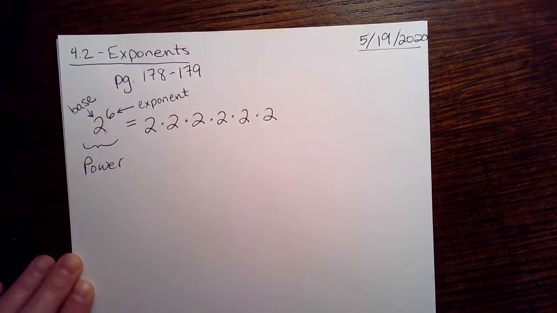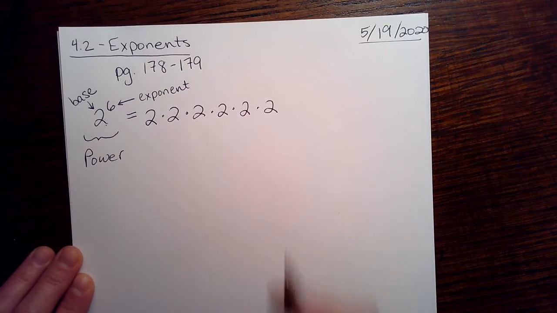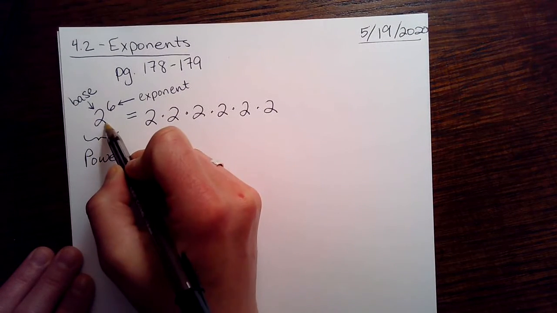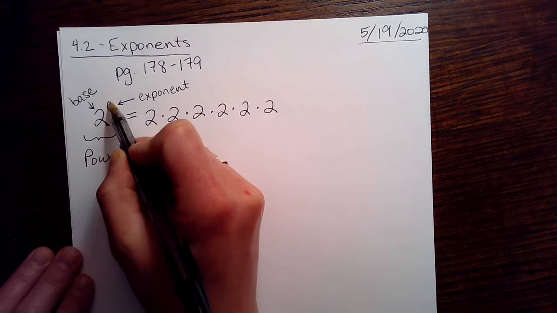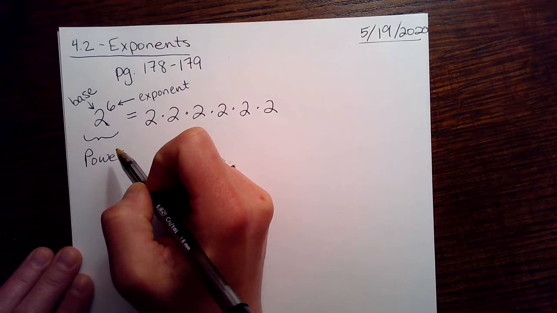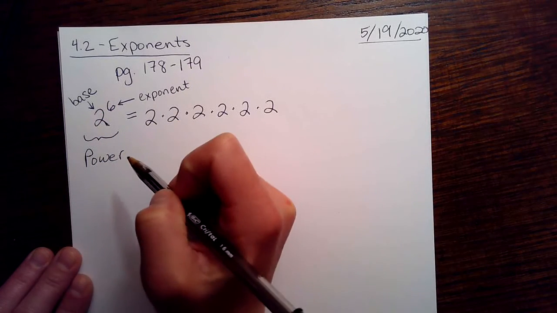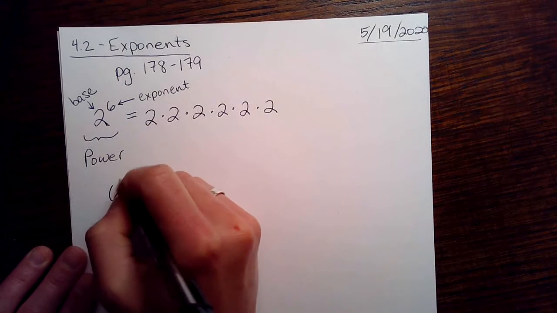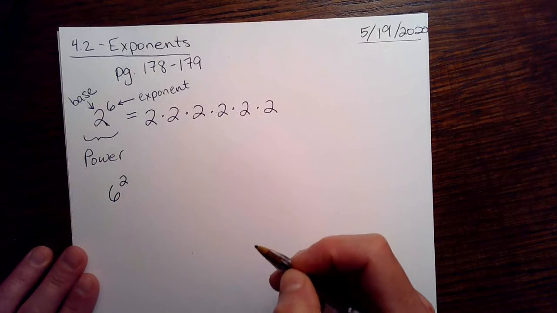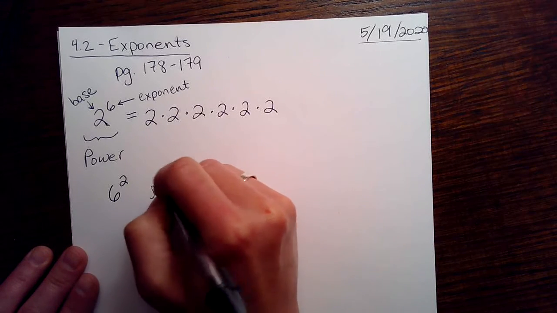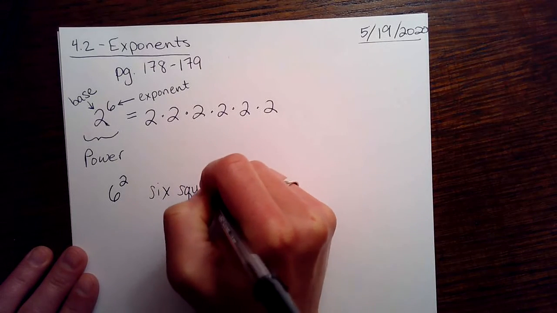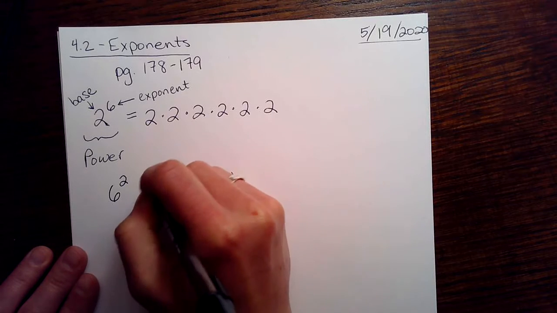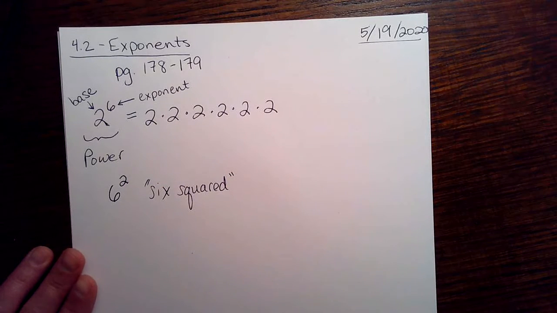There's a great table in your book that outlines how we would read a variety of different powers. Remember that we have to learn how to read mathematical symbols like this. Some have special cases, like 6 to the 2nd power can also be said 6 squared. When we have that exponent 2, we are squaring something.